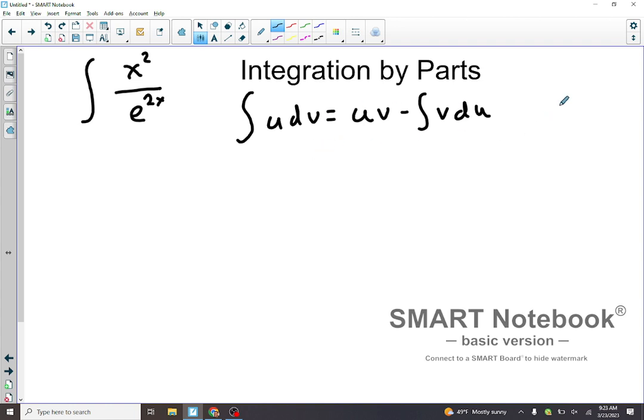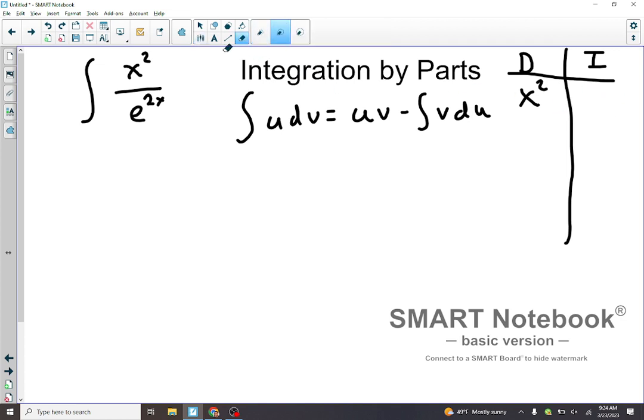So, for example, I'm going to decide that my u in this case, or the thing I'm deriving, is going to be x squared. The reason I chose x squared is because x squared will eventually go back down to 0. So that means what's left over is going to be my integral, which is 1 over e to the 2x, because that's on the bottom, which I'm going to rewrite as e to the negative 2x.